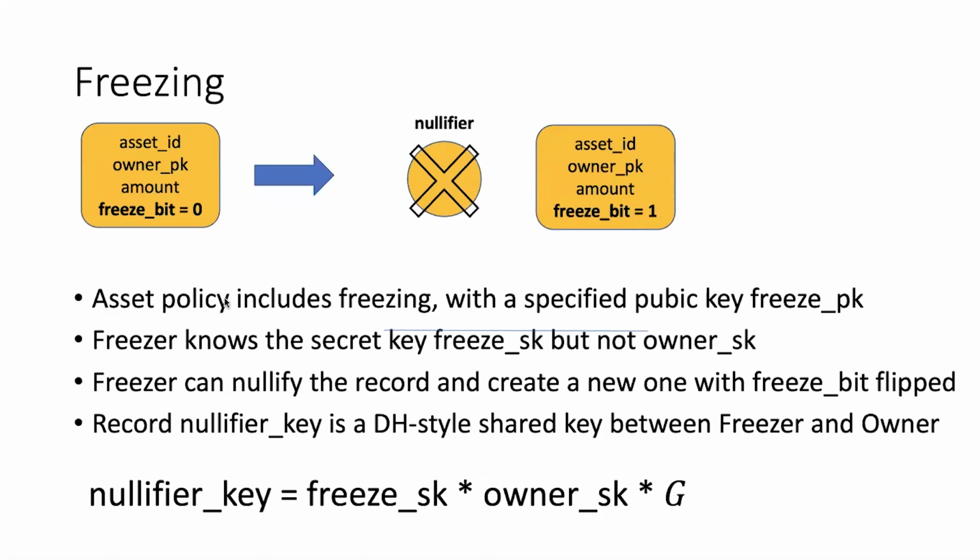So it's essentially a Diffie-Hellman style shared key between the freezer and the owner. We define this in elliptic curve notation. The nullifier key is the freeze secret key times the owner secret key times the elliptic curve point G, right? If you're more used to the exponent notation, this is G to the freeze secret key times the owner secret key. And since the freeze public key is freeze secret key times G, and the owner public key is owner secret key times G, both of these parties can derive the nullifier key, but nobody else can.